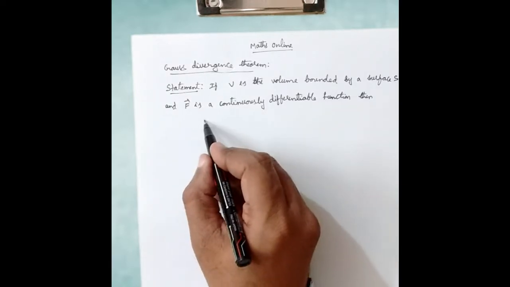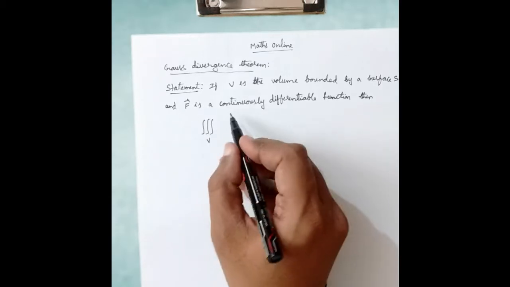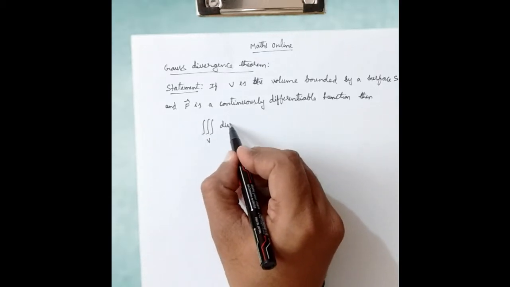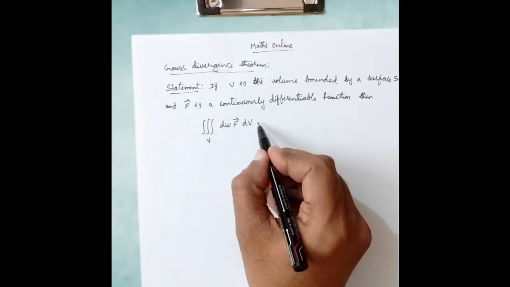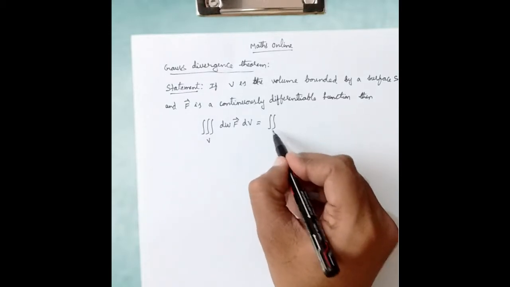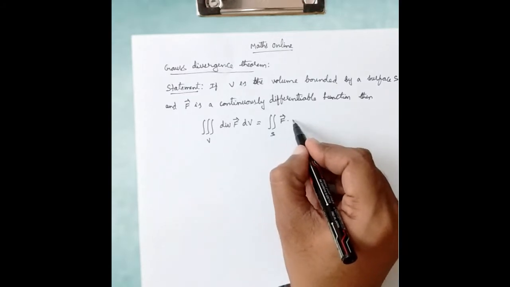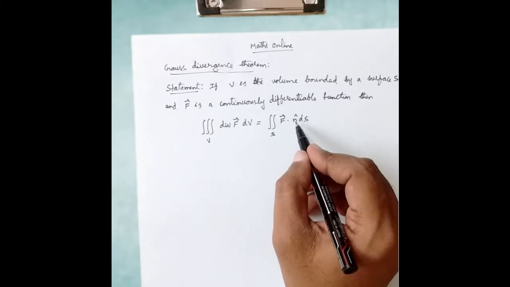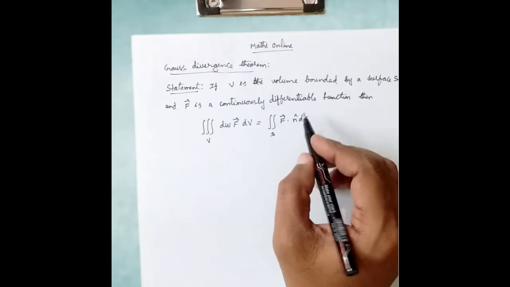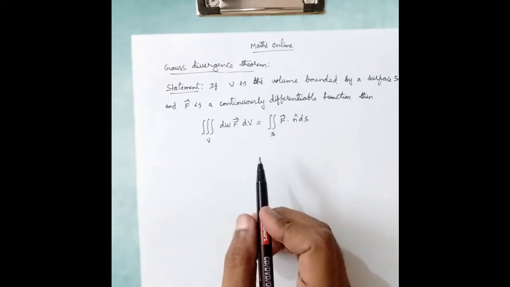So in that case you can define the triple integral. Triple integral represents the volume. So we have the divergence of vector F dV, which will be equal to the double integral over S of vector F dot n cap dS. This n cap is a positive unit vector which is drawn outward normal to S. So that's the statement we have.